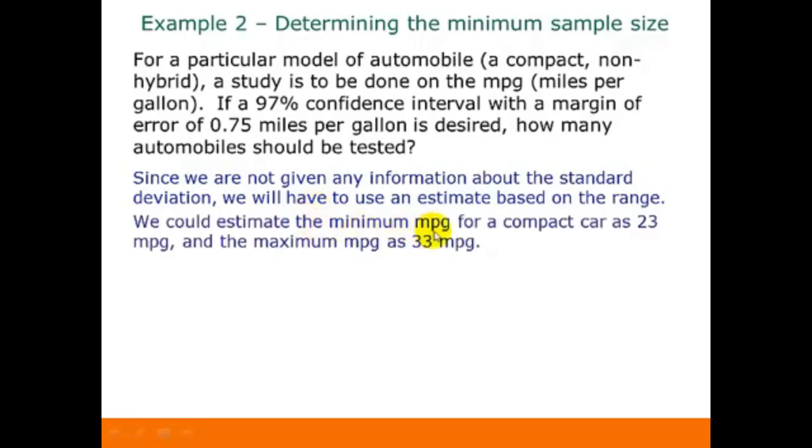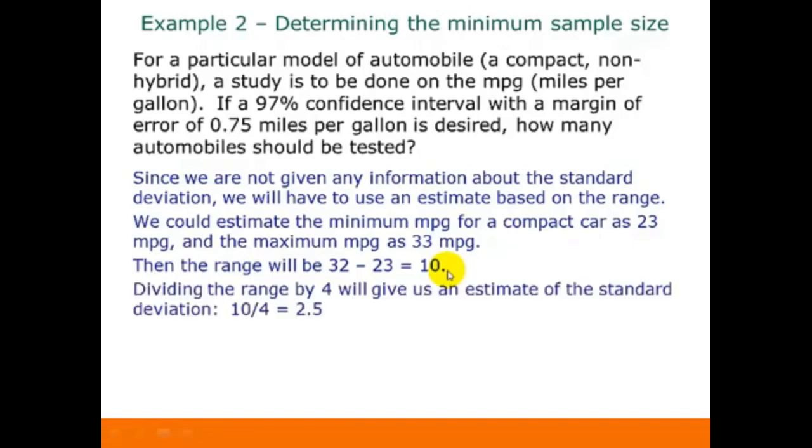So here, if you think about it a little bit, you can make some estimates for the minimum and maximum MPG for a compact car. We could say that the minimum would be 23 and the maximum would be 33. Again, this is just an estimate, but at least you can have some idea of what those minimums and maximums would be. This would give us a range of 10, and then the range rule of thumb says that we can estimate the standard deviation by dividing the range by 4. So the estimate for our standard deviation would be 2.5.